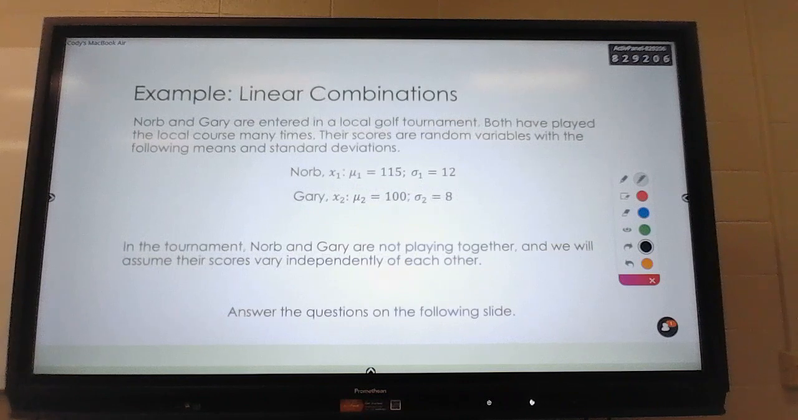So here's an example that we'll use to help us out here. We have two different variables, two independent variables, each of them having their own expected value and standard deviation. Norb and Gary are entered in a local golf tournament. Both have played the local course many times. Their scores are random variables with the following expected values and standard deviations.